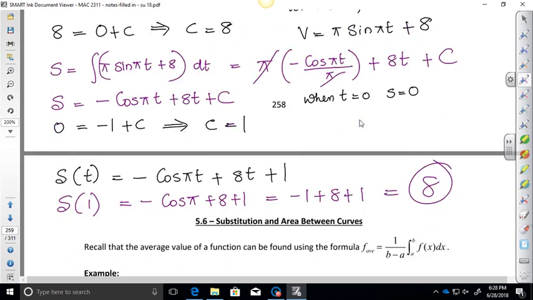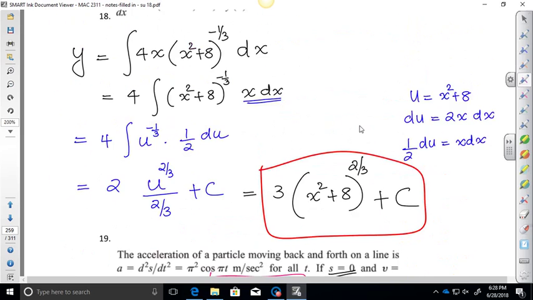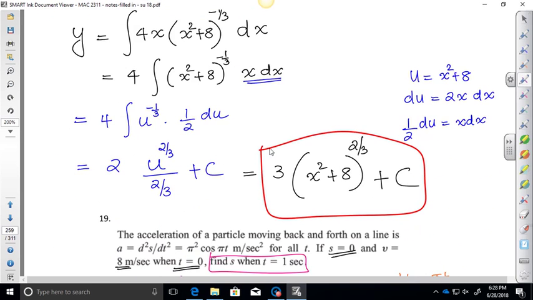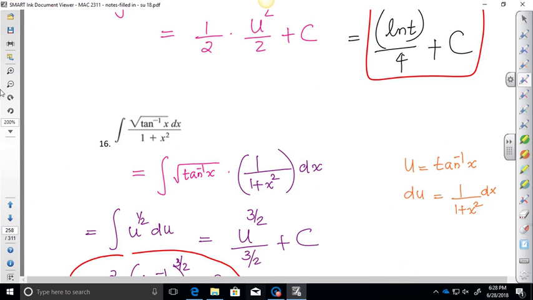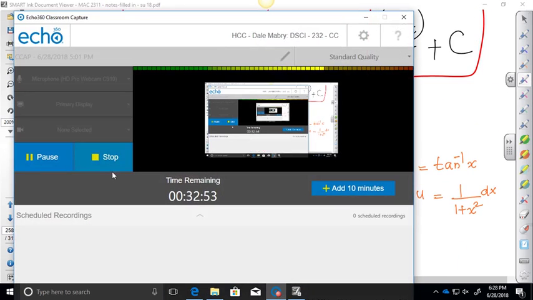That's integration by substitution. I think we have done like 19 problems, so it should be okay. Yeah, that's a lot. We did only one section today.